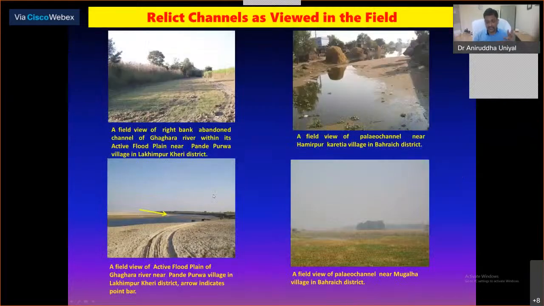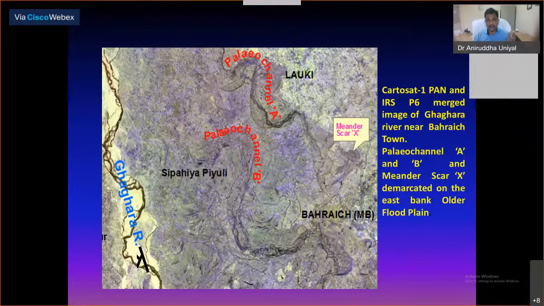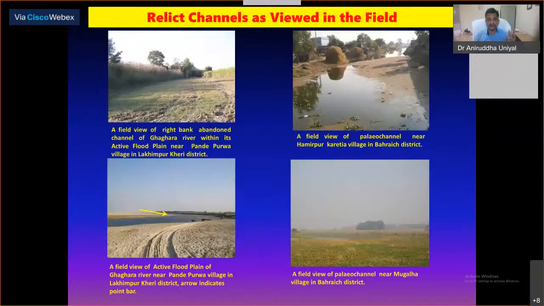This is how they look on satellite image. Paleo channels, old meanders or valley channels, this is how they look in the field. In the field, you see sometimes they are filled with water. Very little water is there. And generally there is a prefix used for paleo channels: Bud Ghagra, Bud Ganga. Bud means old. So our ancestors were well aware of the fact that they are remnants of large rivers.